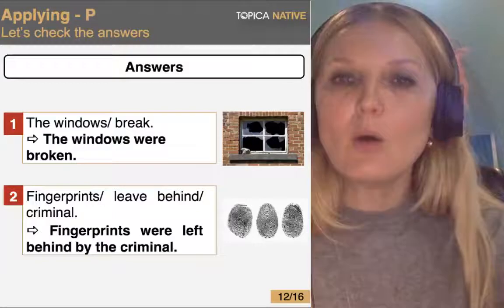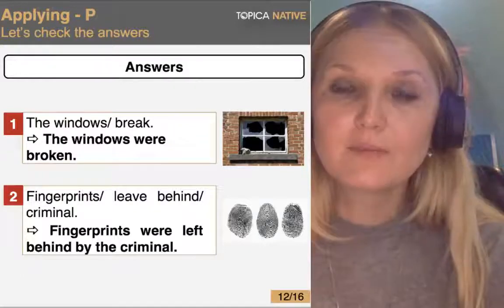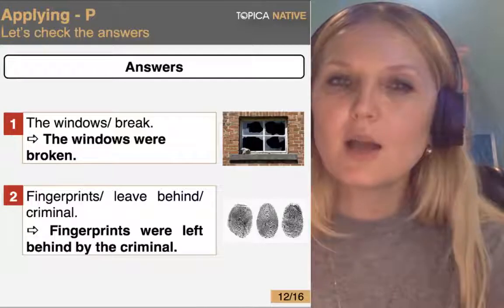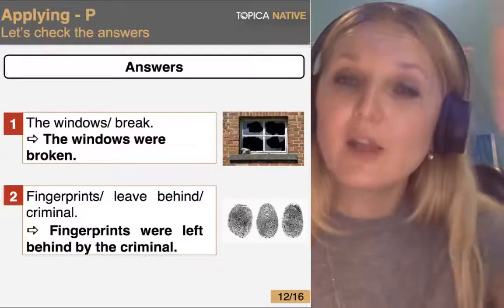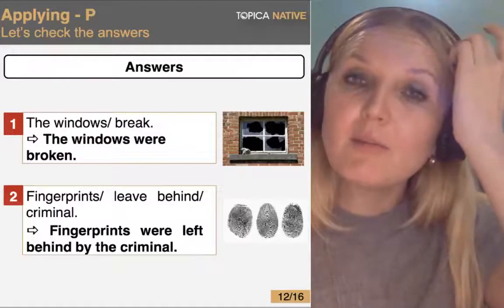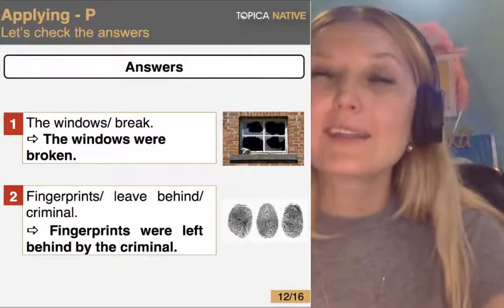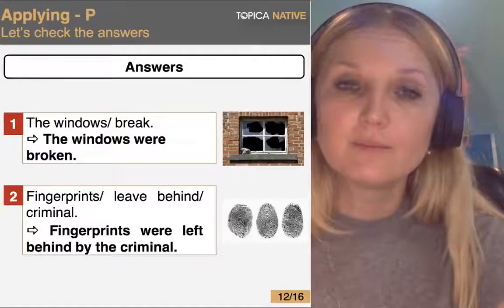Okay, someone has left the fingerprints. Bakfan, I'm not sure what you want to say. You said the criminal. Yes, they were left by the criminal. Or someone has left. Someone has, the third person singular.